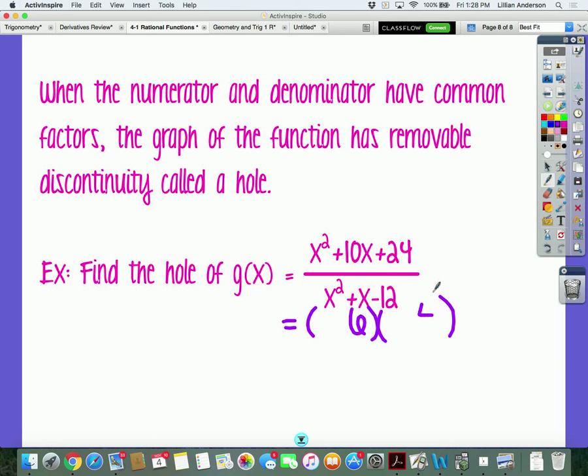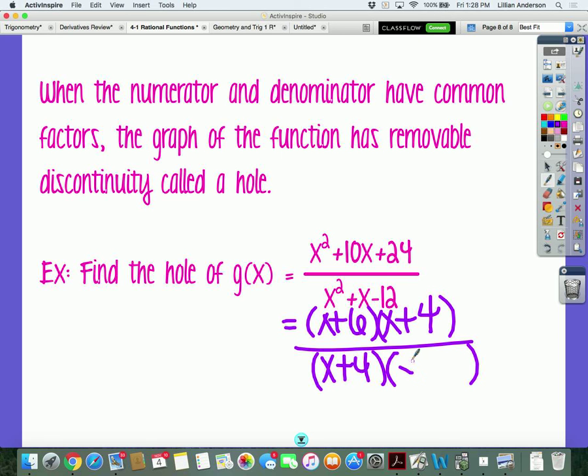6 and 4. Both positive? Yeah. All right. And Shay, the bottom. What 2 numbers multiply to give me a -12 that add together to give me a positive 1? (x plus 4)(x minus 3). Awesome. Okay? So there we go. We factored the top and the bottom.